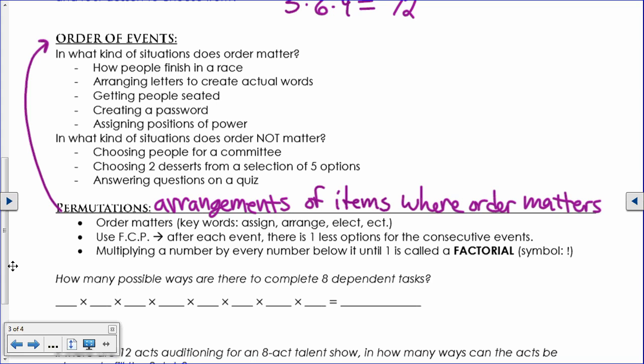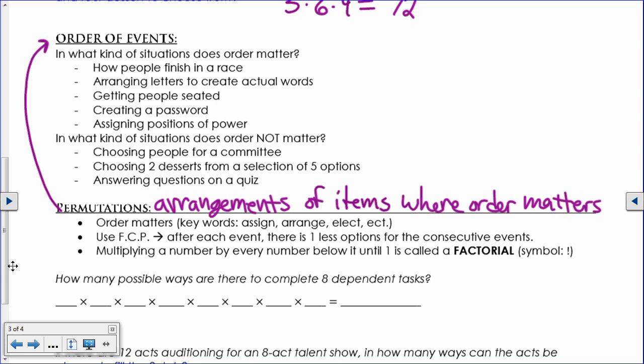If you know you're going to pick 2, does it matter which one you pick first? No, you're still going to pick 2, so it doesn't really matter. Answering questions on a quiz: does it matter which one you answer first, as long as you have answered all of them? So those are situations where order doesn't matter.